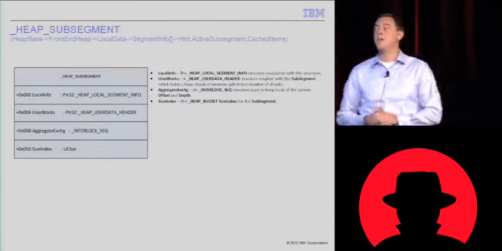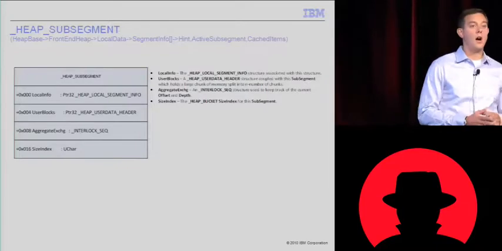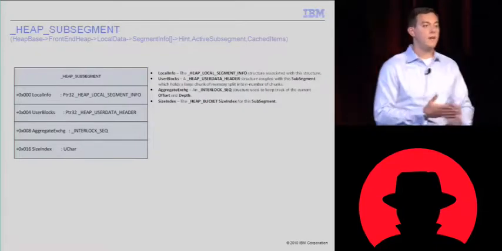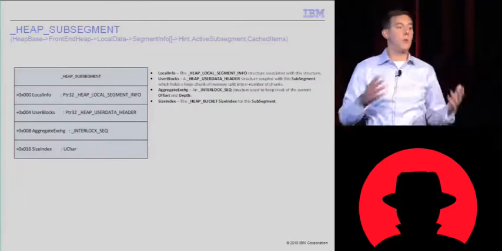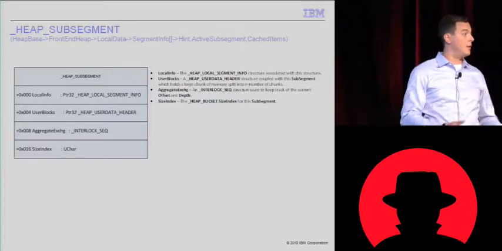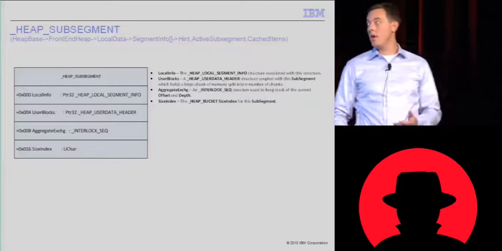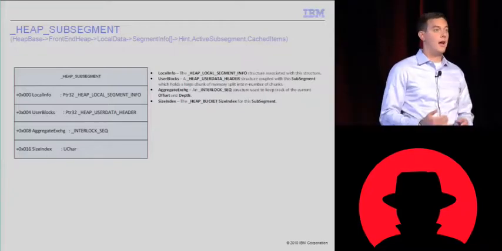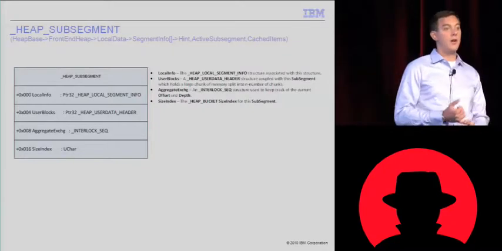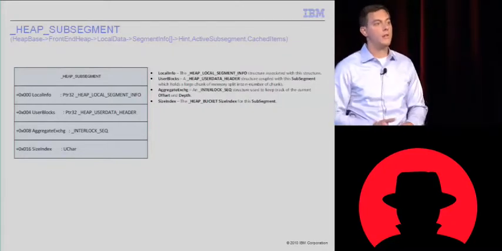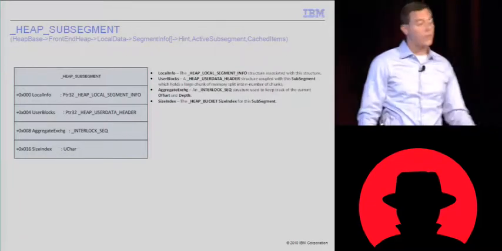Each subsegment will contain, I think, two most integral pointers. The user blocks, which is a pointer to a heap user data header. And that user data header precedes a big block of memory that we're going to call the user blocks. That's the committed memory we use to allocate and free memory. It also has an interlock sequence structure. And this structure's sole purpose is keeping track of the state of that user block. It keeps track of a depth. That is, how many chunks does this thing have left? It also keeps track of an offset. The offset is, where is the next free chunk of memory I can use?